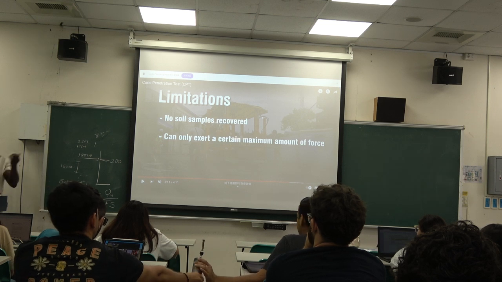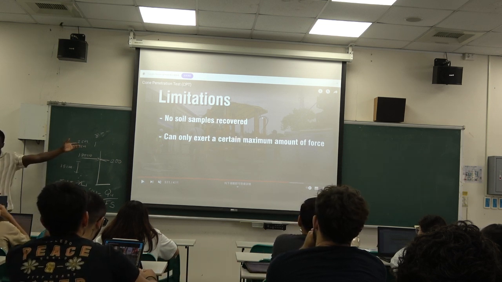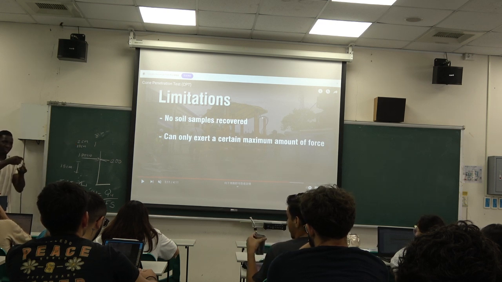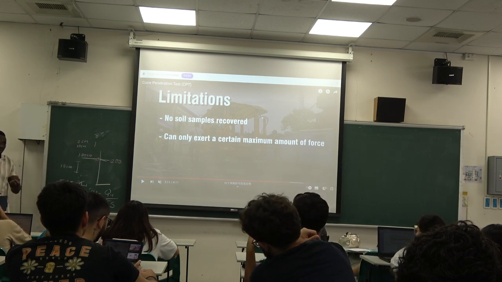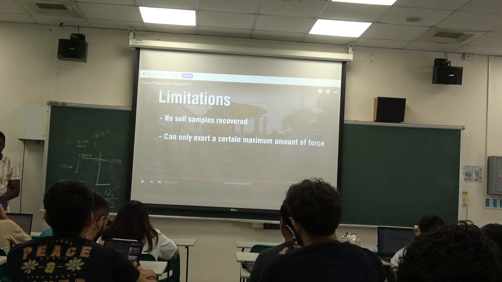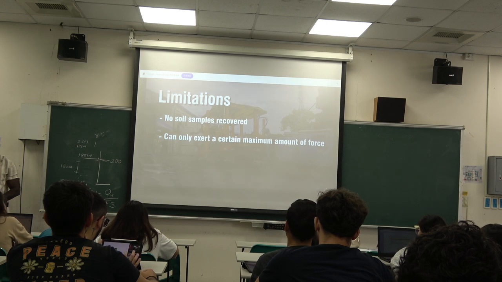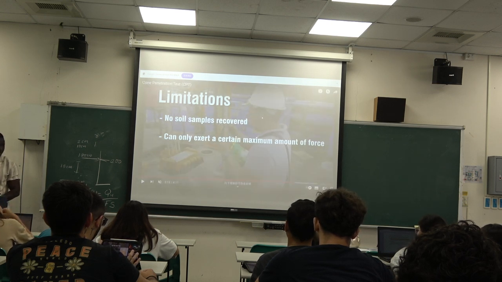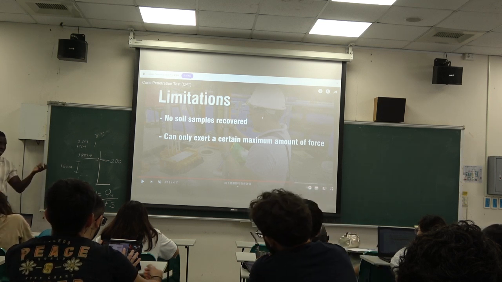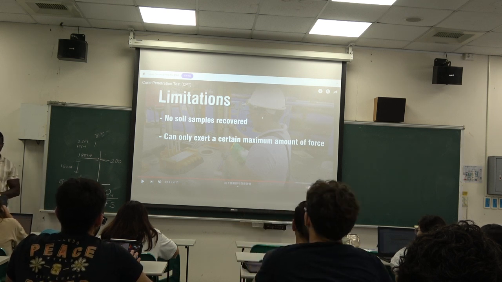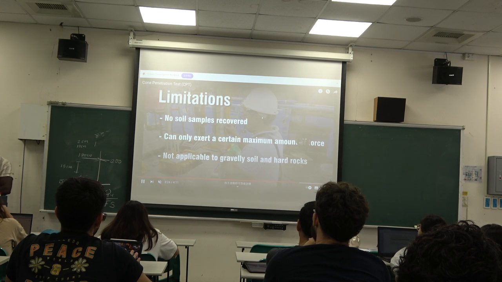Okay, so for example, here we say the limitations of the CPT: no soil samples recovered. You can remember the SPT, the tube has a hole inside, right? And in the hole, you can get some of the soil samples. But for the CPT, you cannot get the soil samples. It can only exert a certain maximum amount of force, right? So if our soil is super hard or too strong, then the CPT might not be ideal because it cannot penetrate through the soil.